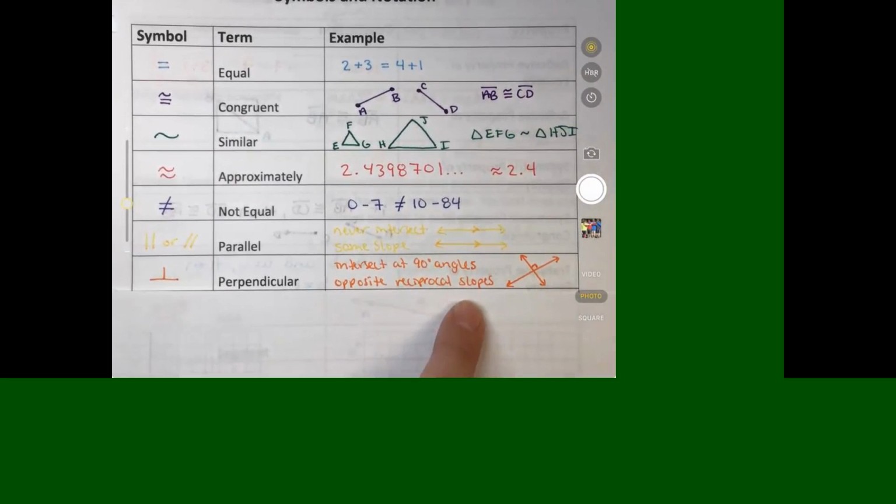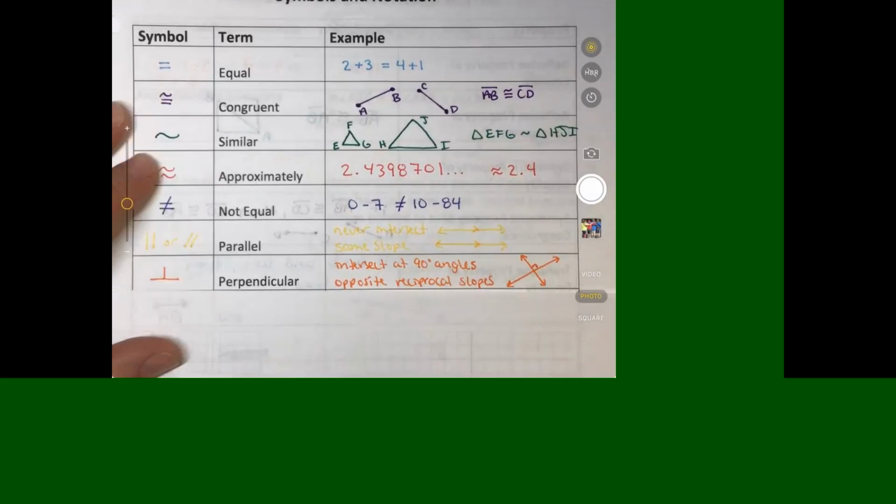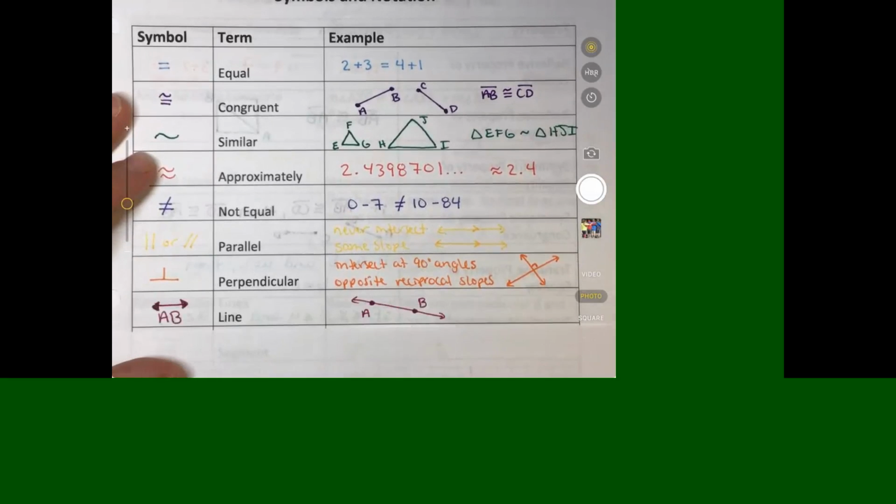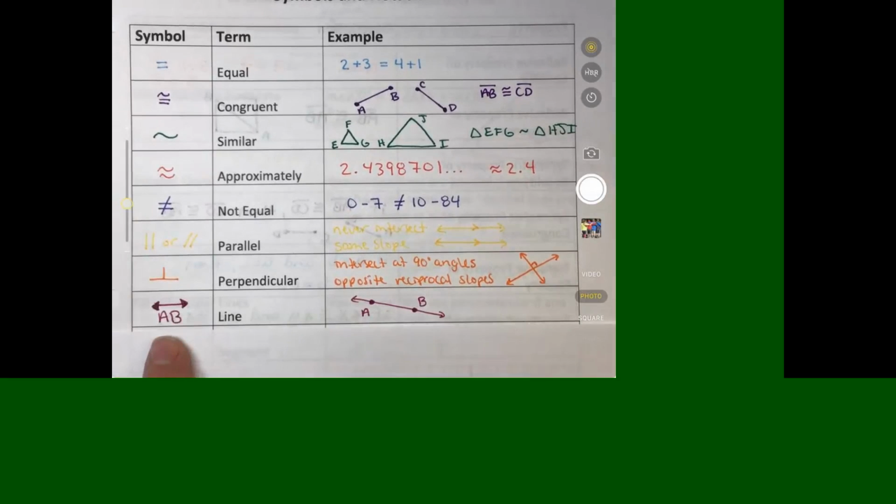And we've talked a little bit about parallel and perpendicular in that first unit, right? Remember when we have right angles, then we have perpendicular lines, okay? And then this is the symbol and the notation for a line, all right? So a line that goes through A and B means that it's going to go on forever and ever after it hits A and after it hits B on the left and the right.